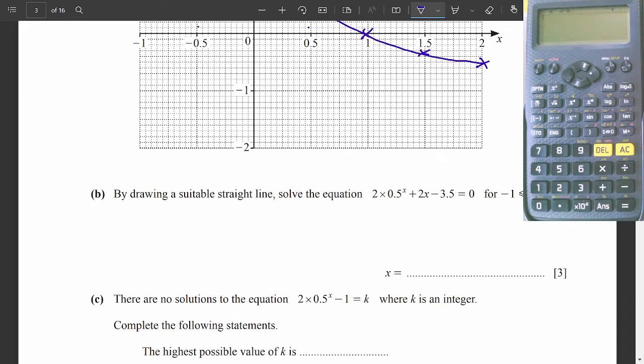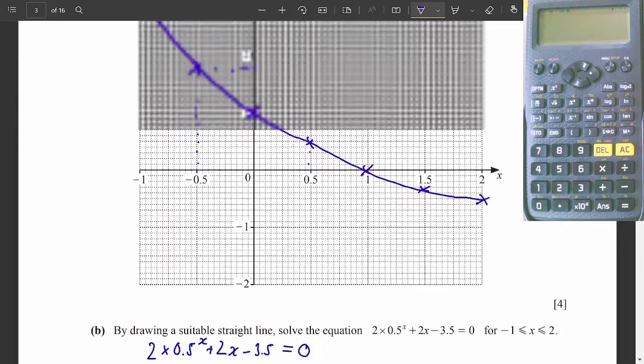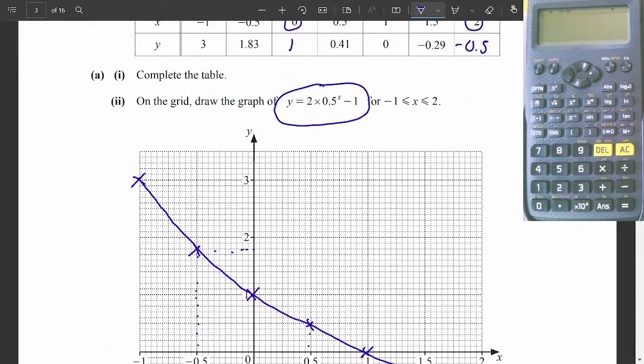Question 2b, a bit of a harder question. Lots of students struggled with this. So let's start very slowly. Let's write down the equation they've given us. They've given us 2 times 0.5 to the power of x plus 2x minus 3.5 equals 0. Now we need to use the graph we have already. And the graph we have already is this one we've just drawn. And there it is. It's the graph of y equals 2 times 0.5 to the power of x minus 1.